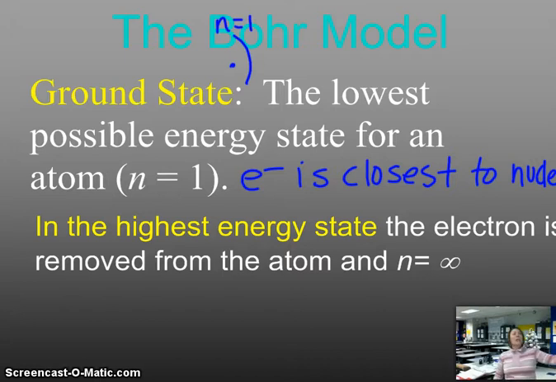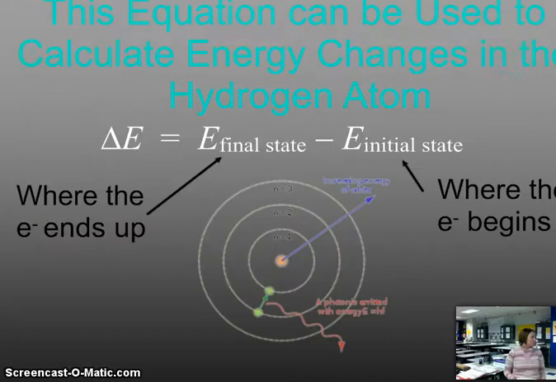When it's not in the ground state, that electron is then in the excited state. And again, the excited state is unstable, so it will return to the ground state. When it returns to the ground state, it releases energy in the form of light. Okay?